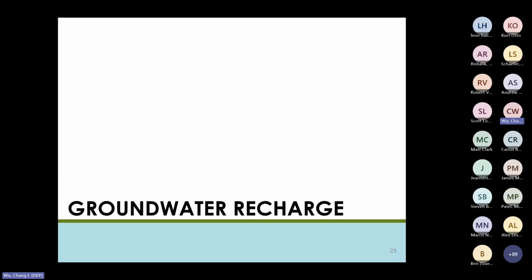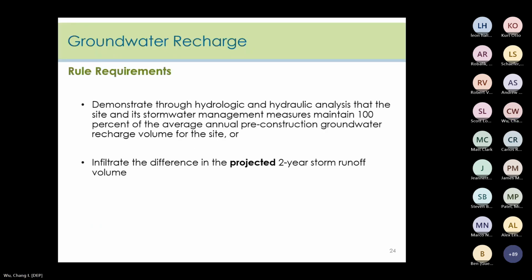Next topic is groundwater recharge. The rule requires demonstrating through hydrological and hydraulic analysis that the site and its stormwater management measures maintain 100% of the average annual pre-construction groundwater recharge volume for the site, or infiltrate the difference in the projected 2-year storm runoff volume.